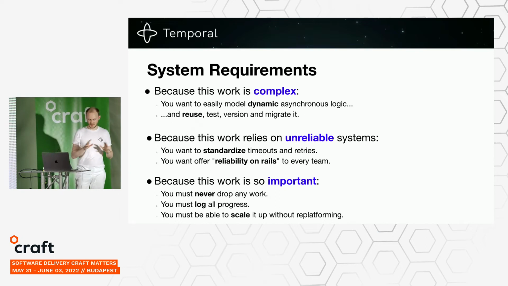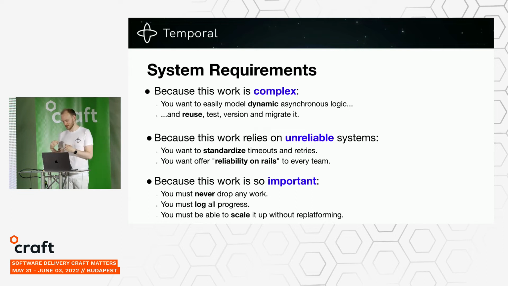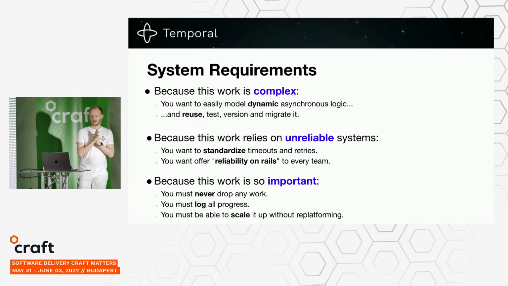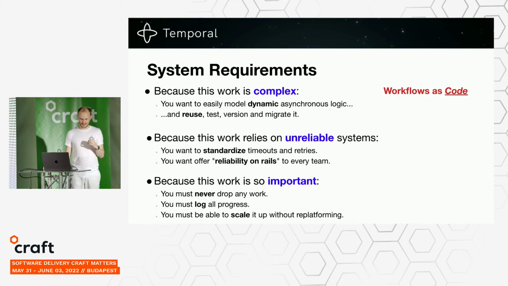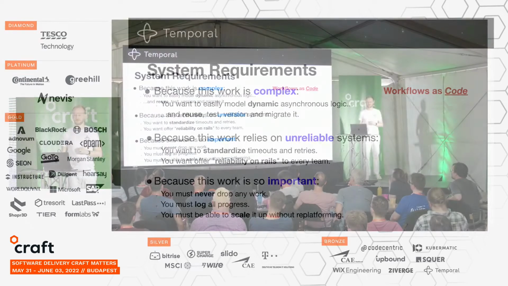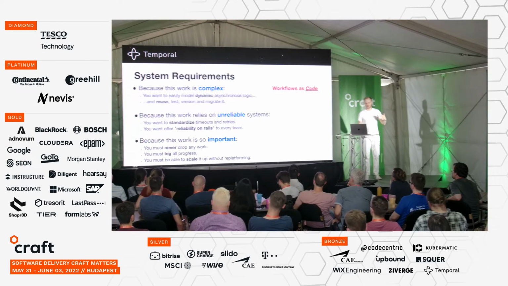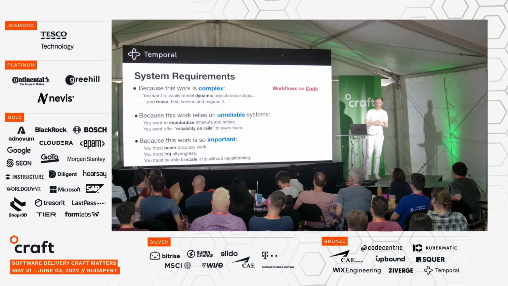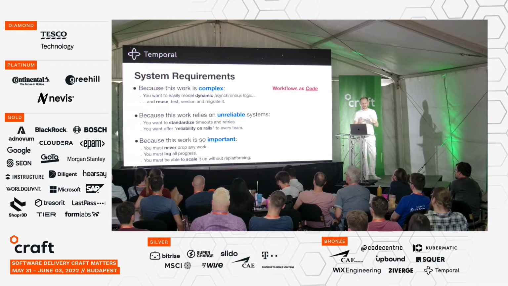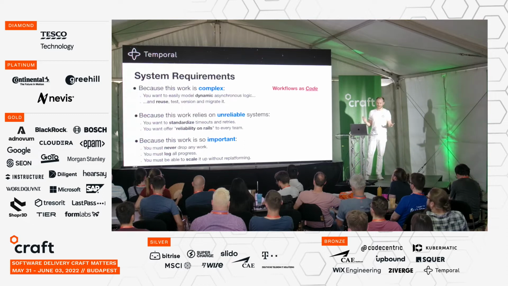So the system requirements that this type of system in general fulfills are, because the work is complex, we want to easily model dynamic async logic and reuse, test, version, and migrate it. So we want workflows as code, and we'll see workflows as config files later, which we can't well reuse, test, version, and migrate. Because this business work relies on unreliable systems, we want to standardize timeouts and retries so that we're not coding it in every application, in every function.